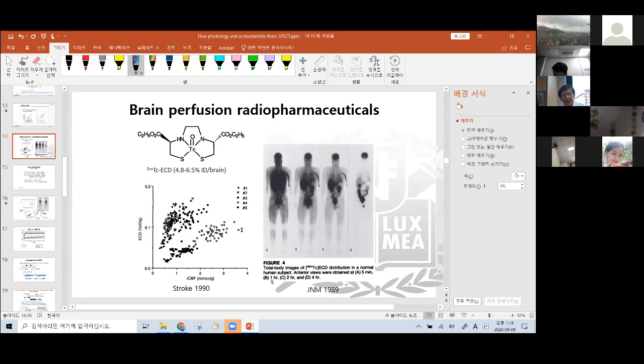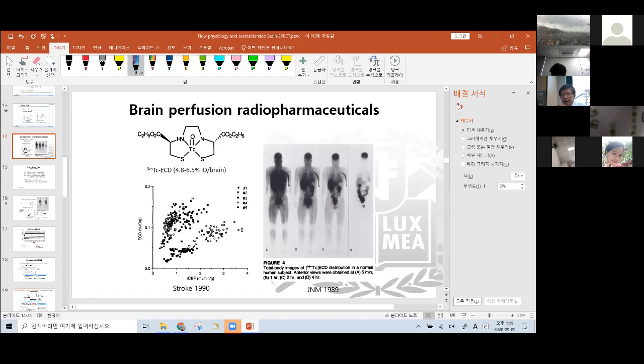Brain is the second important organ. Why? Because heart disease is sacrificing so many people, and then brain disease, and then tumor. So that's the global disease burden.